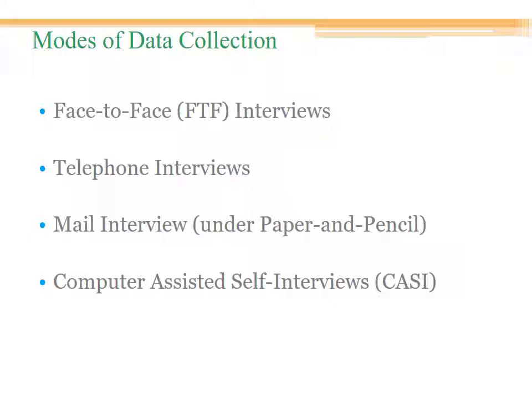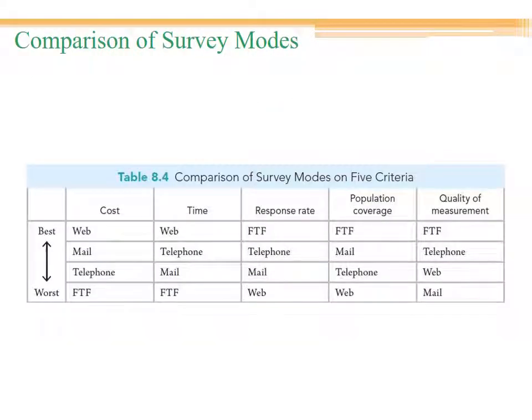Mail interviews, also called paper and pencil, is where the questionnaire is mailed to potential respondents. The respondents complete the questionnaire on their own and mail it back to the researchers. Computer-assisted self-interviews are becoming more and more common because of their ease of use. This mode is an electronic survey that is sent to respondents, usually by email, for respondents to complete and submit on their own. There are various advantages and disadvantages to each of these survey modes. While we won't go into detail for them, it's helpful to know why you would choose one mode over another.